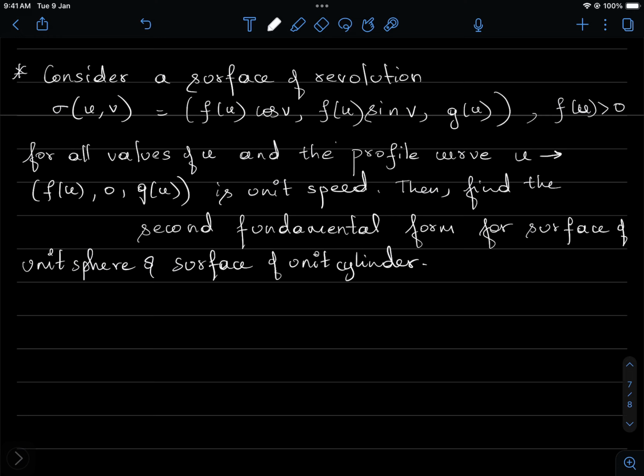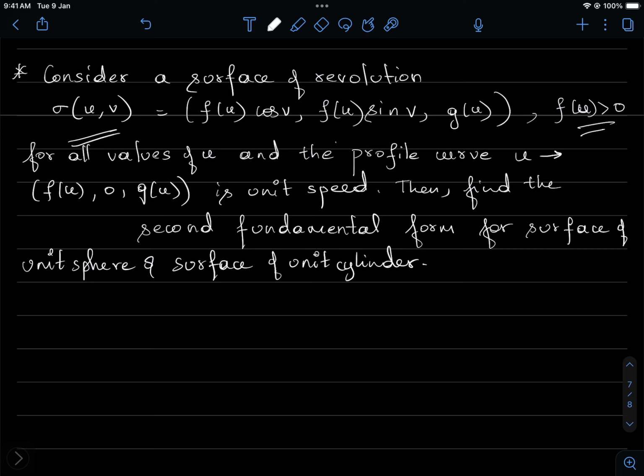Hello, in this video we solve a simple problem. Consider a surface of revolution defined through this surface patch sigma of u comma v. Here it is given as f of u cos v, f of u sin v, g of u, such that f of u is greater than 0 for all the values of u, and the profile curve is given by f of u comma 0 comma g of u, which is a unit speed curve.